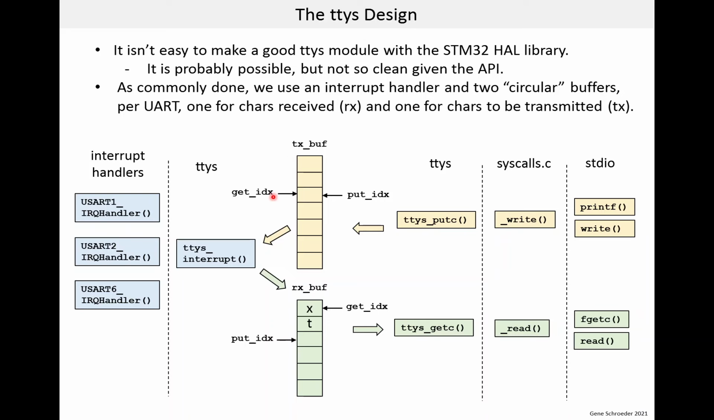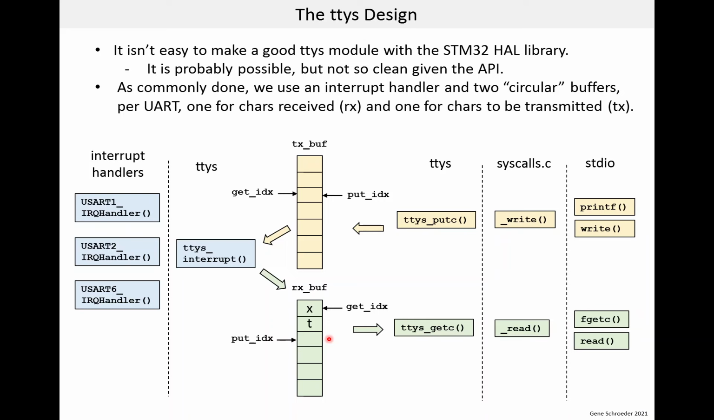When the put index and the get index are the same, the buffer is empty. We can see that is the case for this TX buffer. Now we can see that the RX buffer contains 2 characters. The next character to get is an X, and then there is a T. After the T is gotten, the get index will equal the put index and the buffer will be empty.